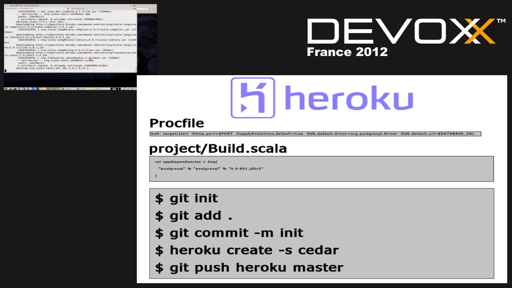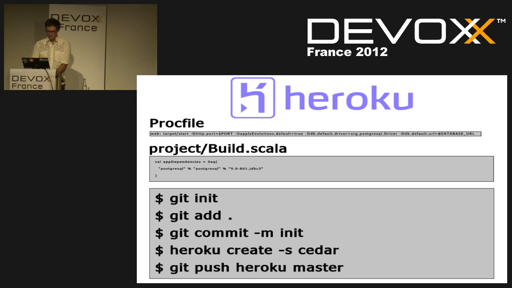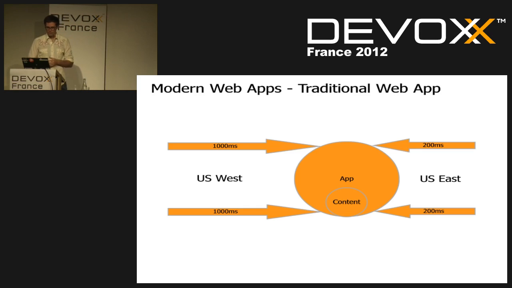SBT's got to pull down a lot of dependencies. The long run is the first one. Once we pull the dependencies down, then the next ones are faster. But while that's running, let's talk about the next fun thing, which is the next step of what we're trying to do here with client server, which is to take the client side and move it onto a CDN.